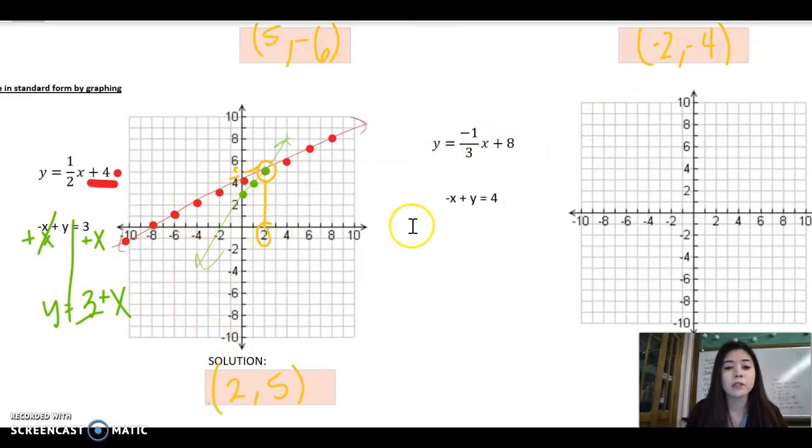Okay, use this one and try to help you get this one done. We have -1/3 x plus 8. So graph this first line. Remember, -1 means down 1. And then for this one, move that x to the other side and then graph that line. And then come back when you're ready to check your answer.